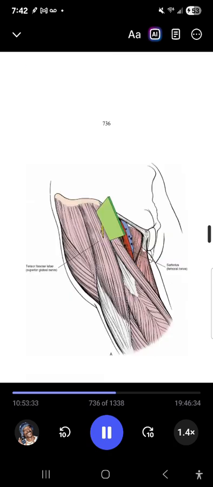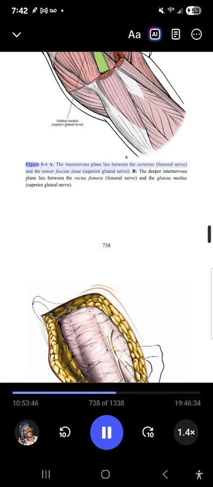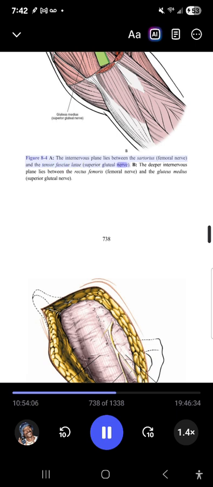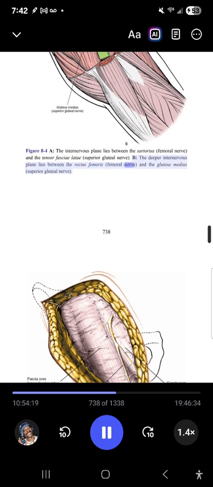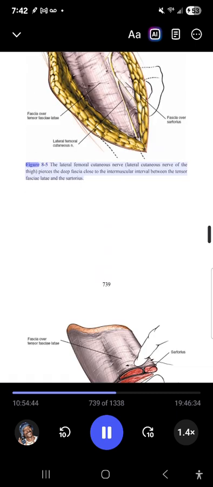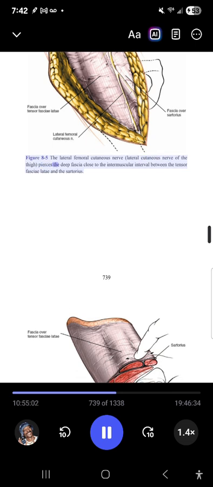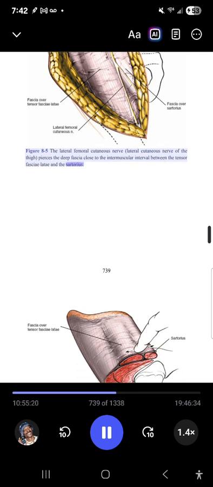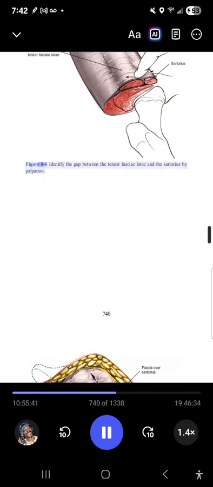Figure 8-4a. The internervous plane lies between the sartorius (femoral nerve) and the tensor fasciae latae (superior gluteal nerve). B. The deeper internervous plane lies between the rectus femoris (femoral nerve) and the gluteus medius (superior gluteal nerve). Figure 8-5. The lateral femoral cutaneous nerve. The lateral cutaneous nerve of the thigh pierces the deep fascia close to the intermuscular interval between the tensor fasciae latae and the sartorius. Figure 8-6.